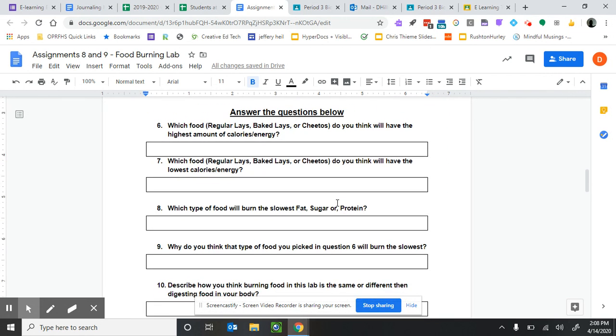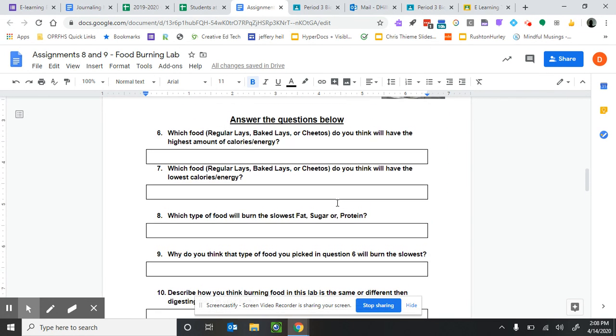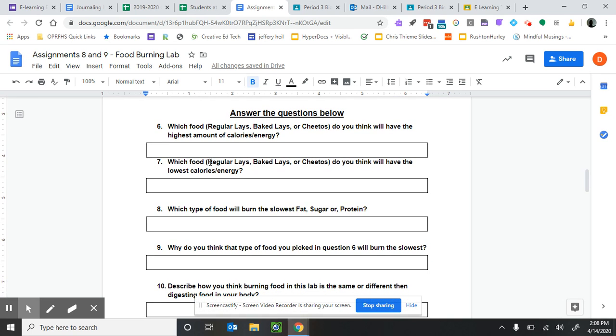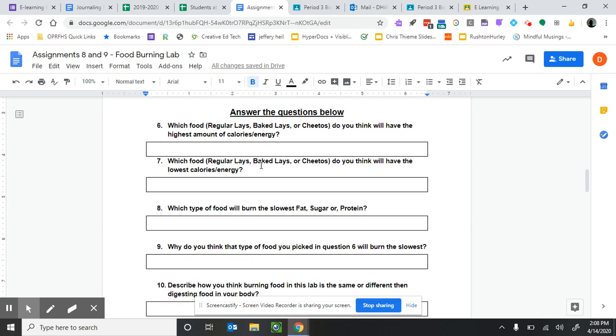Here we go. We have a couple questions left, and you're done for today. Question 6. Which food, regular Lay's, baked Lay's, or Cheetos, do you think will have the highest amount of calories or energy? So if we were to burn regular Lay's, baked Lay's, or Cheetos, which one do you think would have the most amount of calories? Question number 7. Which food, same thing, regular Lay's, baked Lay's, or Cheetos, do you think will have the lowest calories and the lowest energy? So which one is the highest for 6, lowest for 7?